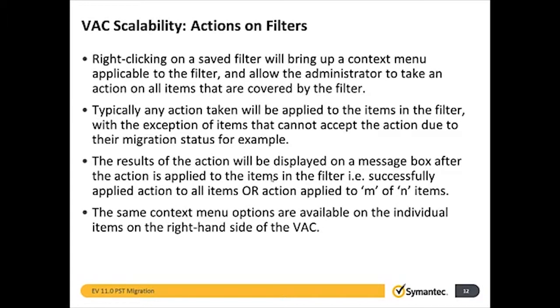The results of the action will be displayed in a message, and any error messages will be referred to as it was applied to m number of n items. The same context menu options are available on the individual items by right-clicking on them in the Vault Admin console.